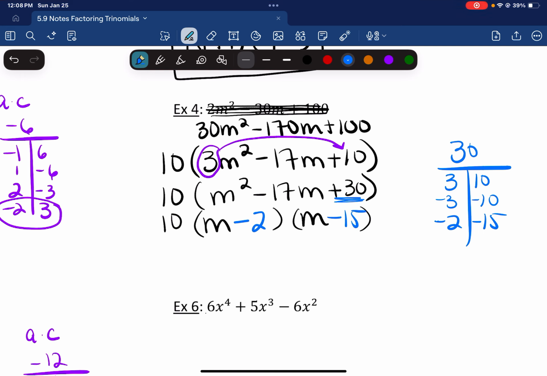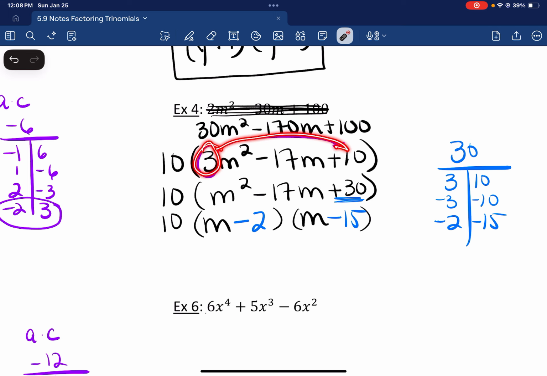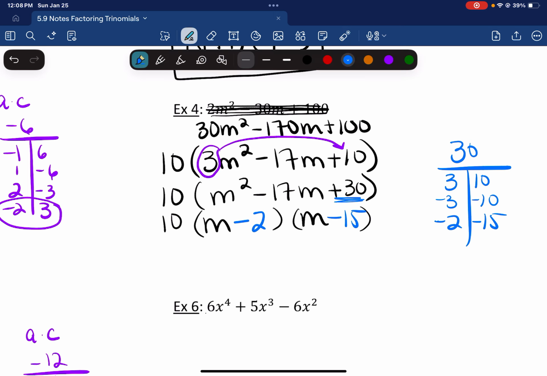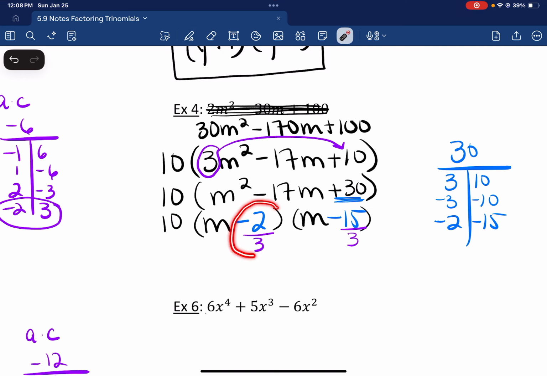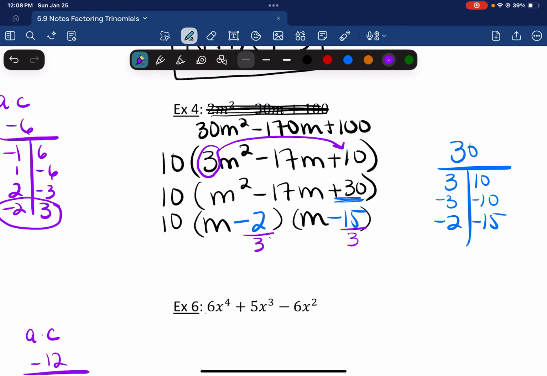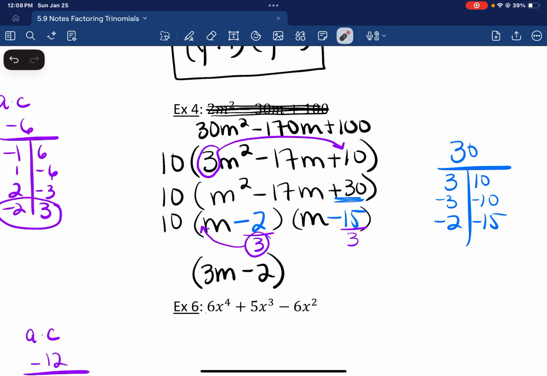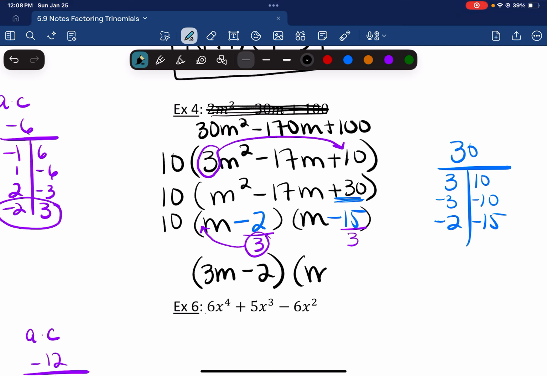Now we have to undo this sliding this 3 back from the beginning. So I'm going to divide both of those terms by the 3. Now, can I simplify -2/3? No, I cannot. So I don't want to leave this fraction here. So whatever is left over right here slides to the front of this binomial. So I end up with 3m minus 2. And then I look at my second binomial, -15 divided by 3. Well, that reduces to a -5, so I get a whole number right here. So that ends up just giving me m minus 5.